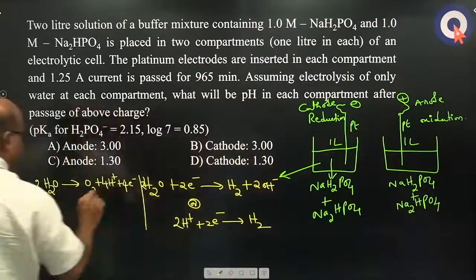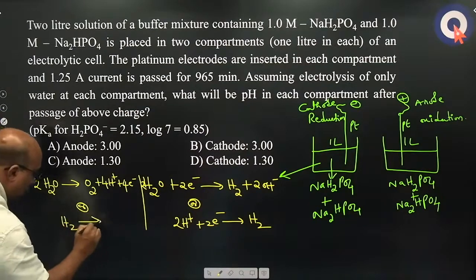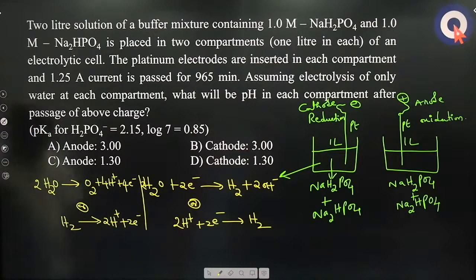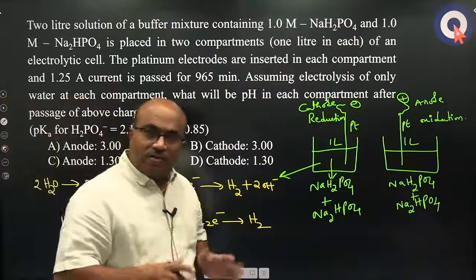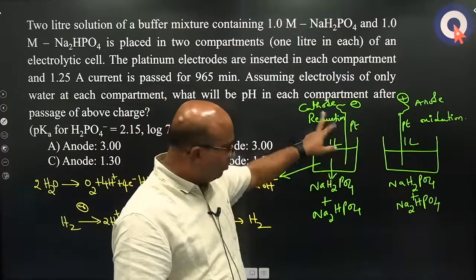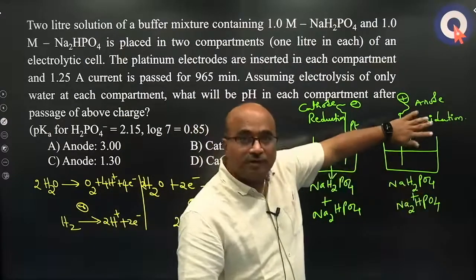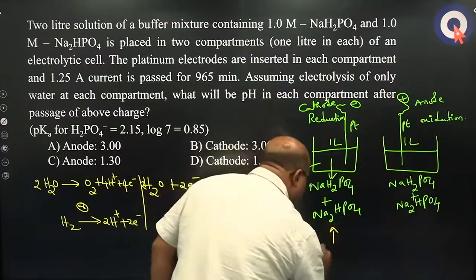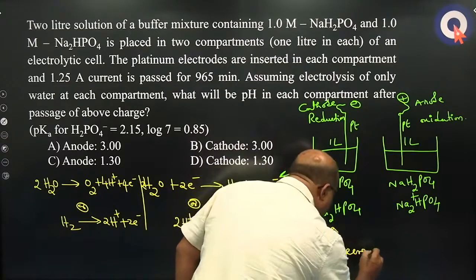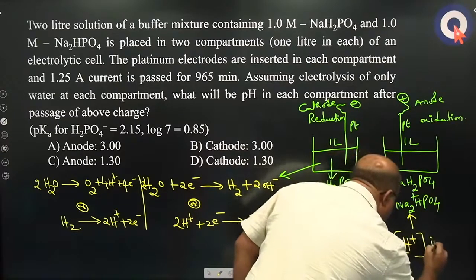Similarly, if you want to do this, you can say the reverse actually. That is H2 is converted into H plus plus 2 electrons. So we usually say now, as what we see here, here there is a reduction. So H plus concentration decreases here. Here H plus concentration increases. So in this compartment, H plus concentration decreases. Here H plus concentration increases.